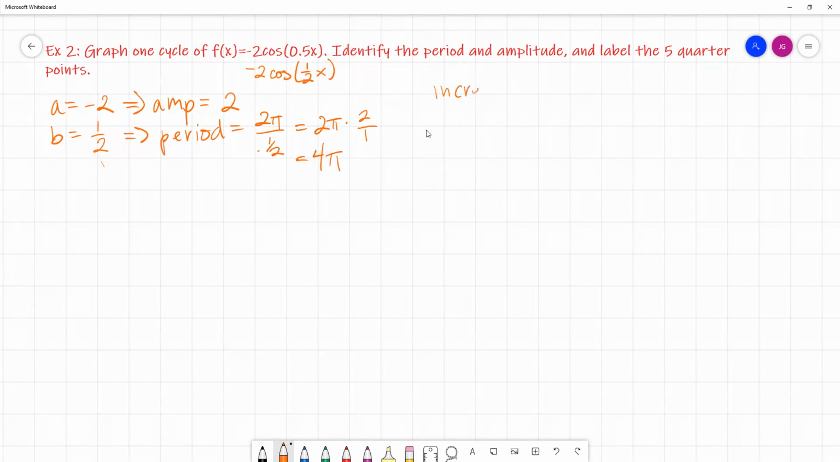So then my increment for this one is going to be 4 pi divided by 4, which is going to be pi. So that's our increment for this one. That's a nice and easy increment, right? Okay, so let's go ahead and find our quarter points.